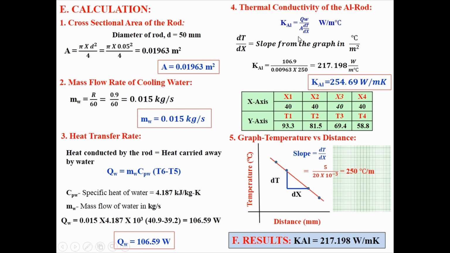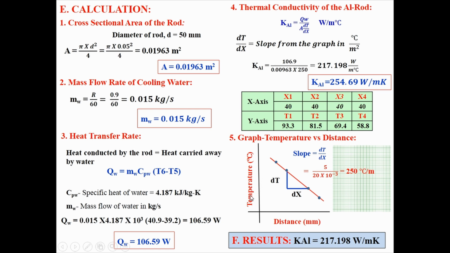Next, how to do? Our aim is to calculate the thermal conductivity, right? Rearrange Fourier's equation and write it as thermal conductivity k = Q divided by A into dT/dx. Here, Qw we have already calculated. A we have already calculated, that's also fine. The only unknown is dT/dx. That dT/dx we can get from the slope of the graph. Then how to draw the graph? You can see here now.